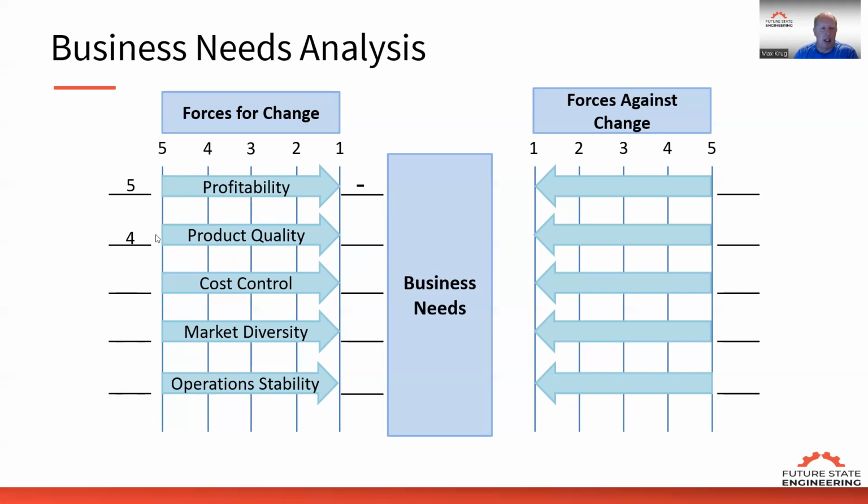Second was product quality, again, was a 4. They said they were doing well. Cost control, to be able to manage their costs, was a 4. They weren't doing very well there. Market diversity, so not having all their eggs in one basket, was a 3. They weren't doing well there. And then operational stability, they said, was a 5, and also not doing well there.